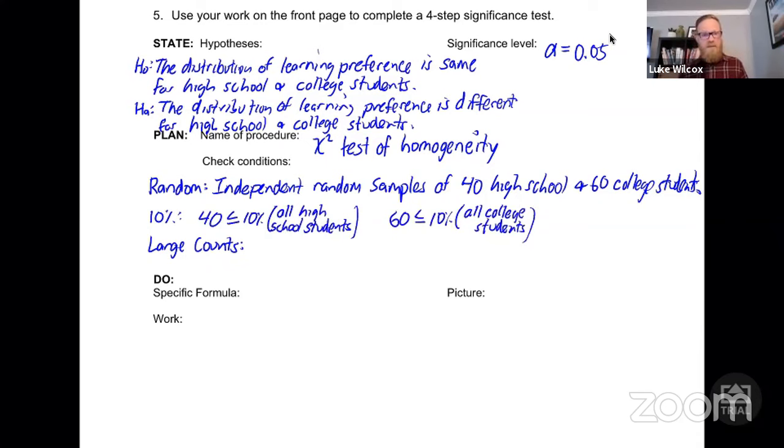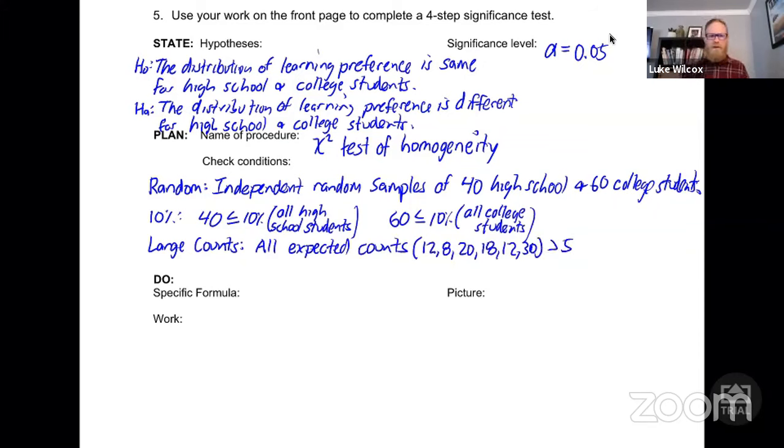All right, now our large counts condition. This is where we check that all of our expected counts are greater than 5, but we need to make sure that we prove that we calculated those. And we did that on the previous page, but I'm actually going to just record each one of the expected counts. We had 12, 8, 20, 18, 12, and 30. And sure enough, all of those are greater than 5.